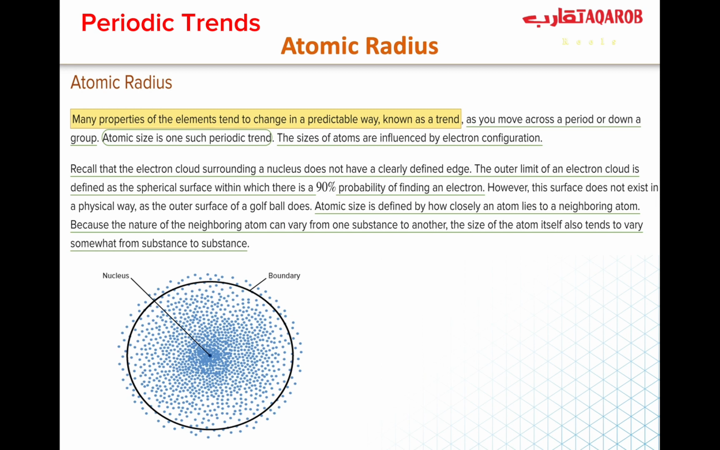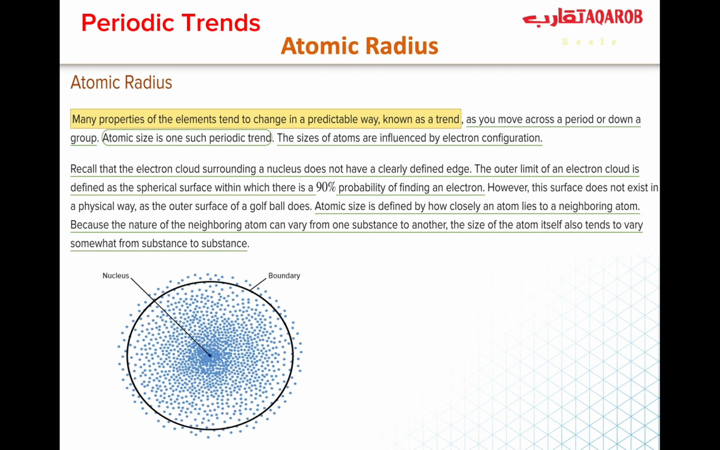As you move across a period or down a group, atomic size is one such periodic trend. The size of atoms is influenced by electron configuration. So as you go to the right of the period, or as you go down in the same group, the atomic size will change. That's why we call this a periodic trend.